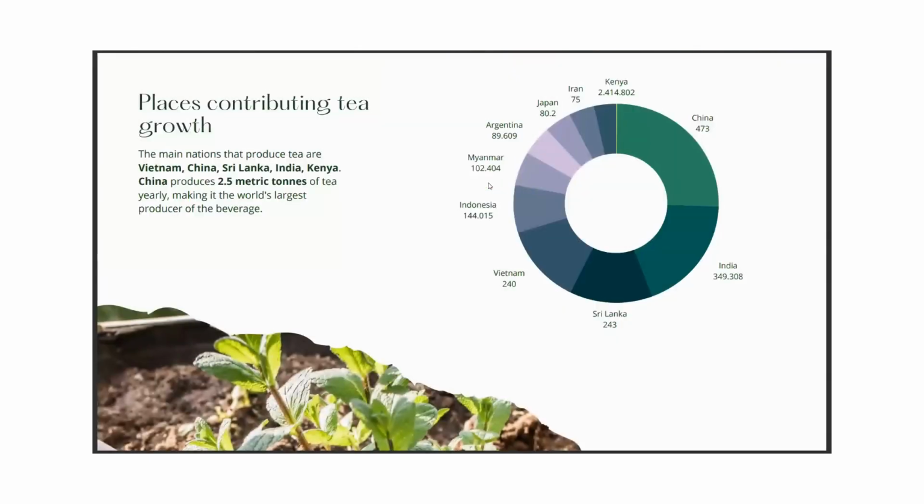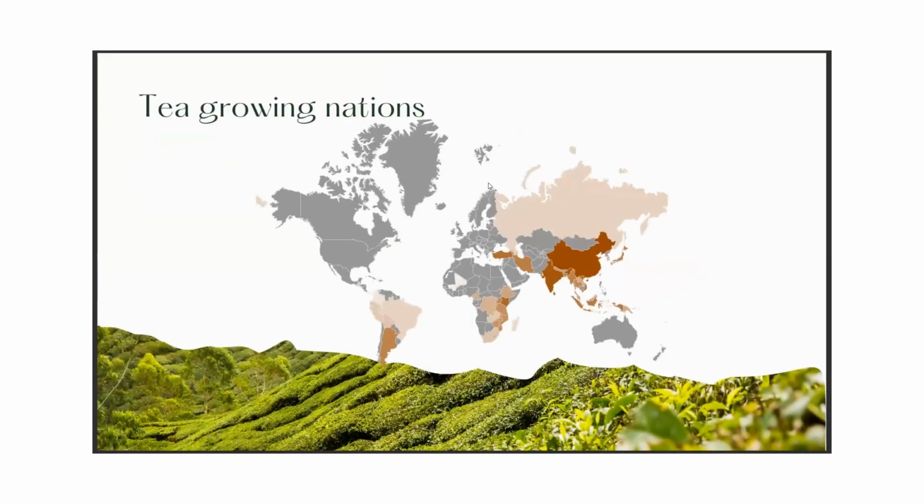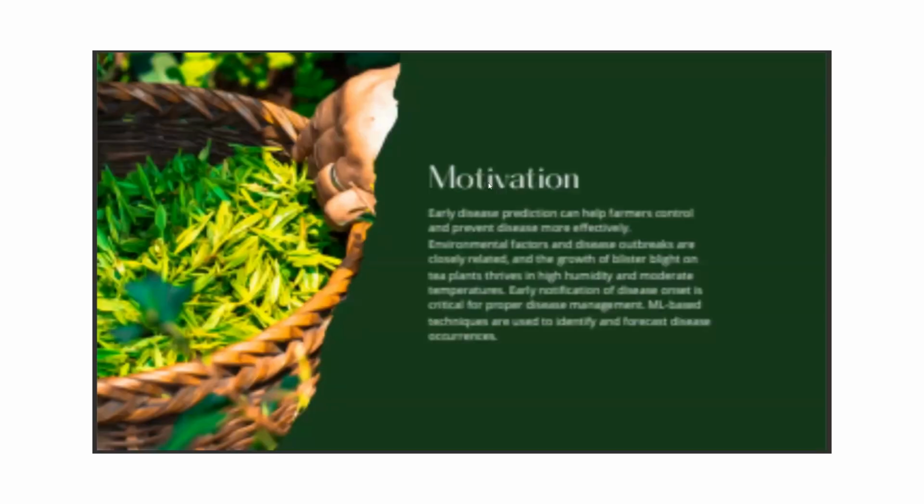Coming to the places contributing to tea growth, tea is produced in many countries, but the largest producers of tea in the world are Vietnam, China, Sri Lanka, India, and Kenya. Of these countries, China is the biggest producer of tea, making 2.5 million tons of tea every year. Here are a few of the largest producers of tea in the world.